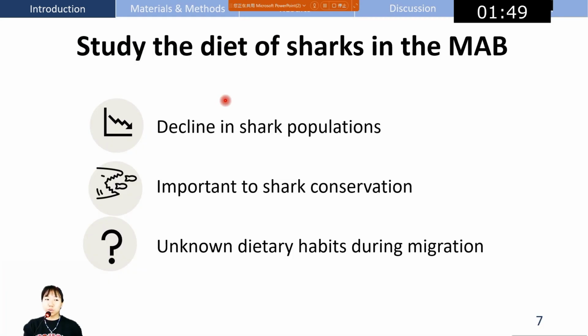So why do we need to study the diet of sharks in the MAB? Over the past century, there has been a decline in shark populations in this area, mostly because of fishing. We all know that sharks play a critical role in food webs. Sharks also influence the marine ecosystem. So diet analysis of sharks is important to shark conservation. However, the dietary habits during the migration of these sharks are still unknown.